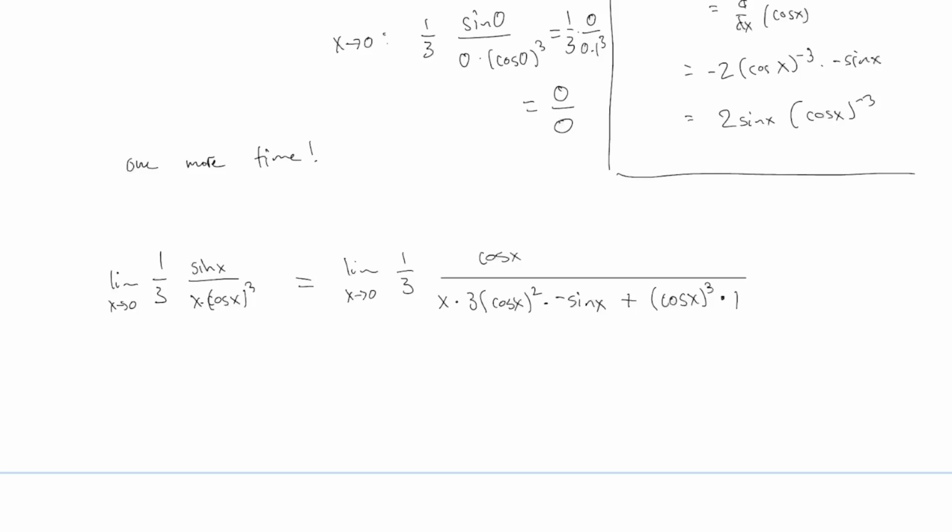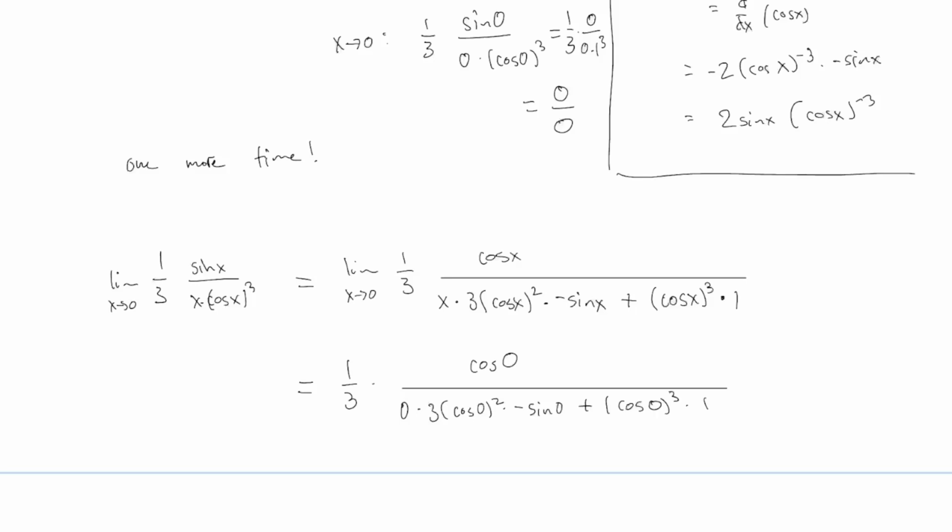This is an especially nasty one, but I can tell at least right away that when I plug in the x this time, I'm going to get 1 on top. So it's definitely not 0 over 0 again, which I like. That means this is going to be the end. So when I finally plug in, I get, okay, 1/3, of course, cosine of 0 up top, which is 1. So this is not going to require another 0 over 0 business. And then we plug in 0 everywhere on the bottom and see what happens. I get 0 times 3 cosine 0 squared times negative sine 0 plus cosine 0 cubed times 1.